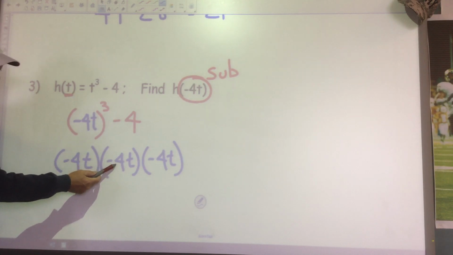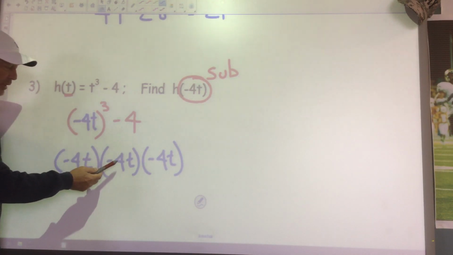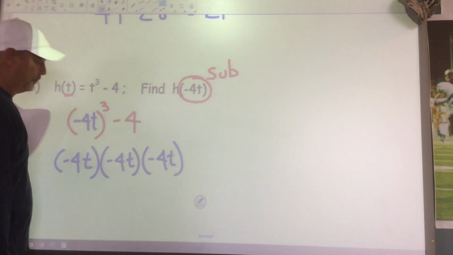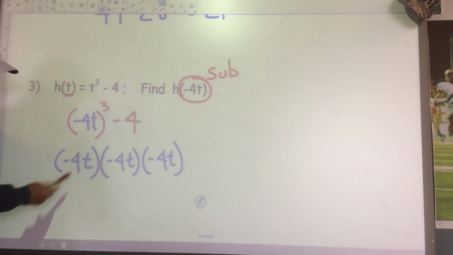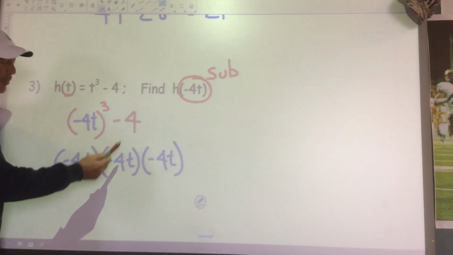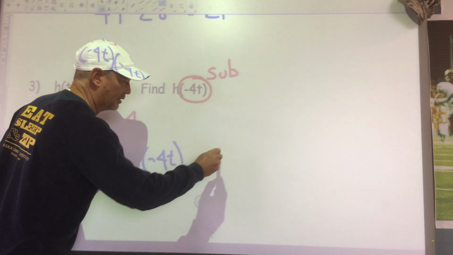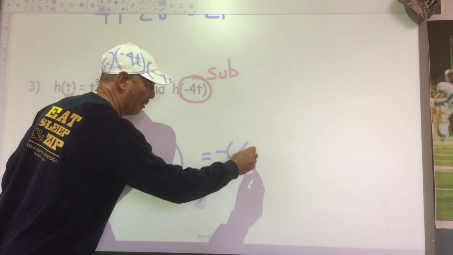-4 times -4 is a +64. A +64, I messed that up. -4 times -4 is a +16. A +16 times -4 is a -64. Sorry about that.